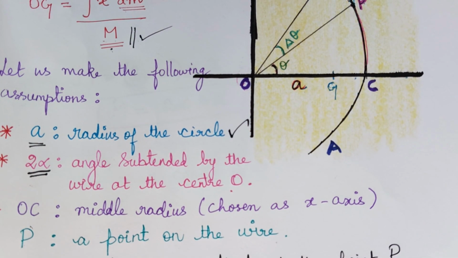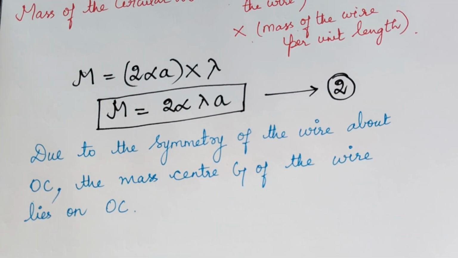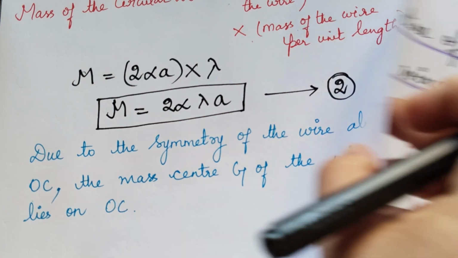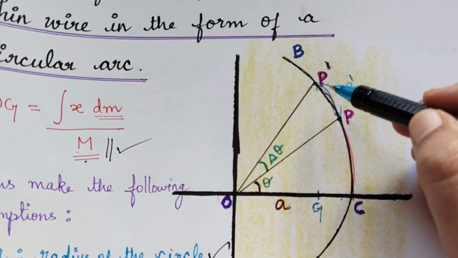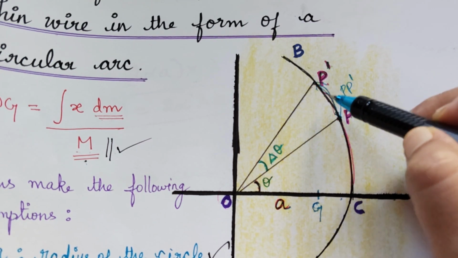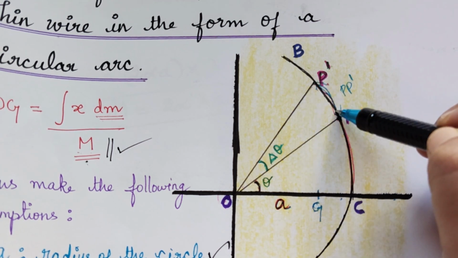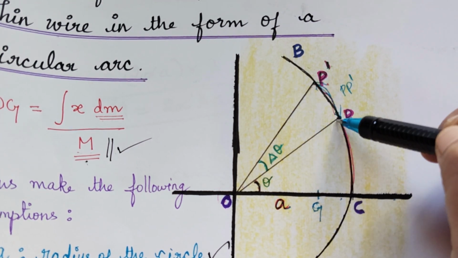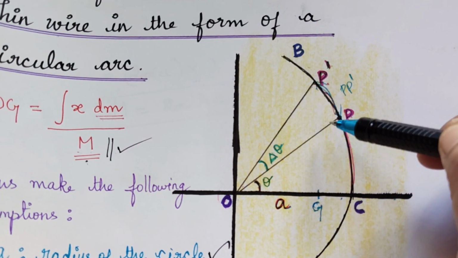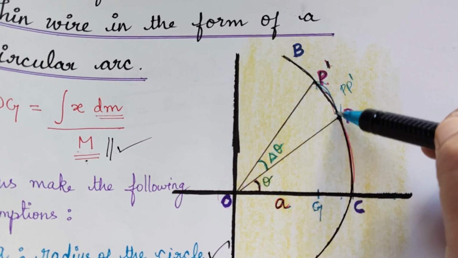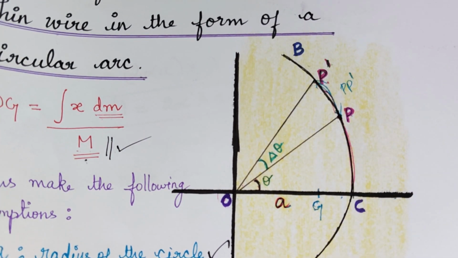Anyway, now in order to find the value of dm, which we require to find the mass center, what we will do is we will find the length of pp dash, that is the elementary portion, because we know that the mass per unit length is lambda. So we want to find the mass for pp dash. First we will find the length of pp dash, and then when the length is multiplied with the mass per unit length, we get the total mass of this elementary portion. So let us do that now to find the value of dm.